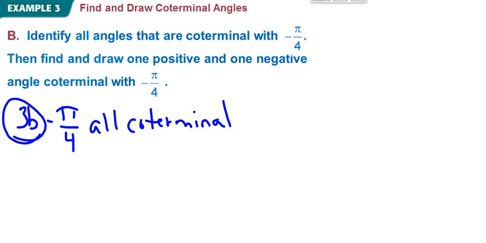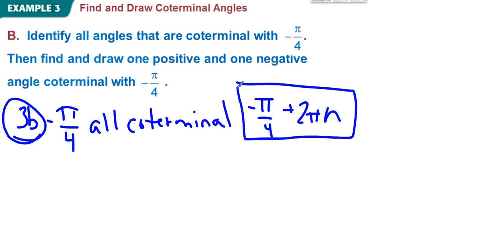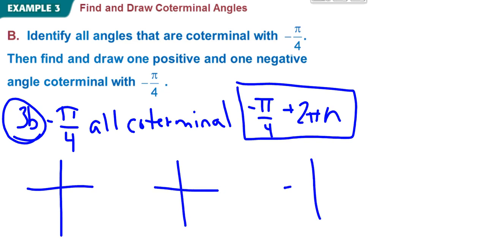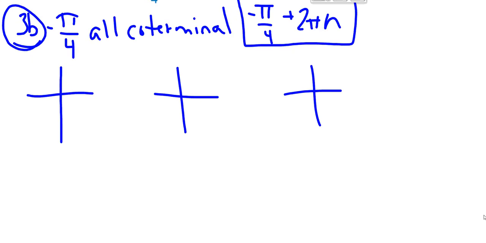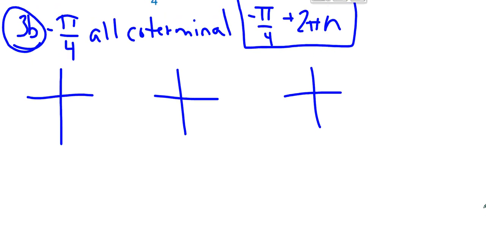And notice this time it's going to be negative pi over 4 plus 2 pi n. And I'll put a little box around that because that's going to help me know how to get other angles as we look at this. And again, I'm going to do the 3 little pictures here. And let's see if I can slide that down quite a bit. So now I'm going to do those in a different color.